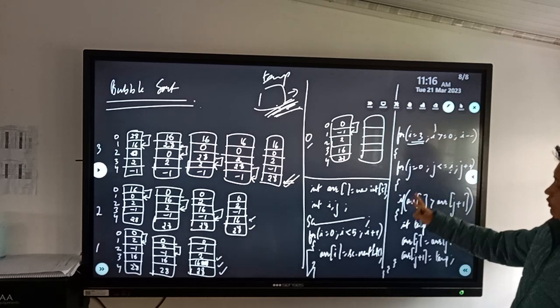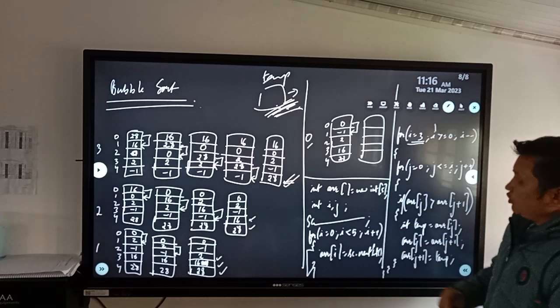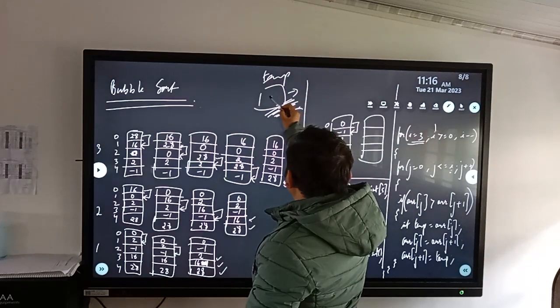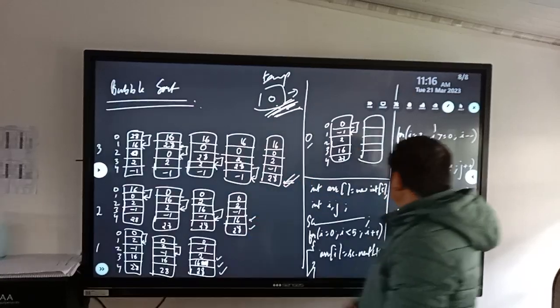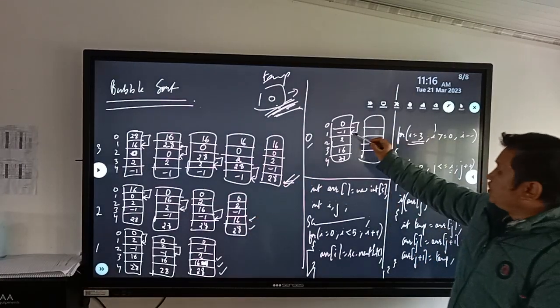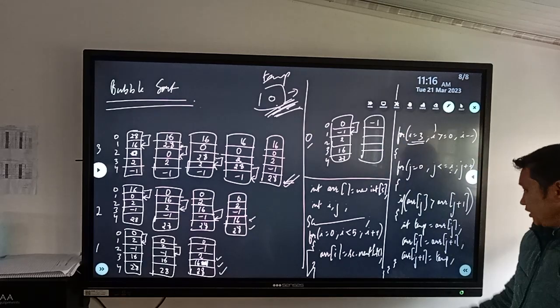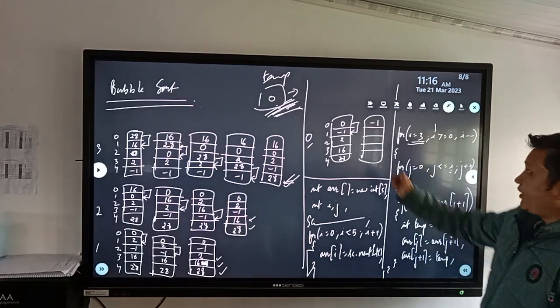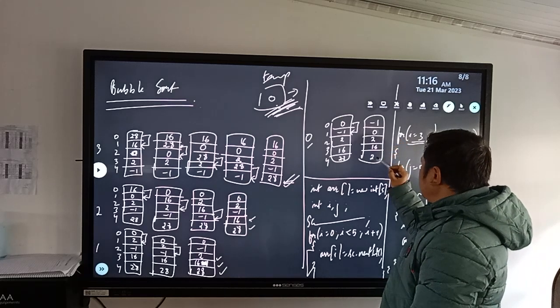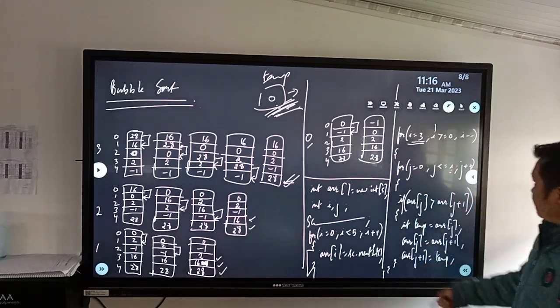The value of 0 position will come and be stored in temp. So the value of temp will be 0. And in ARR 0 position, what is coming? The value of 1 position, that is minus 1. And in ARR 1, what is coming? The value of temp, that is 0. Okay. After that, it will go.